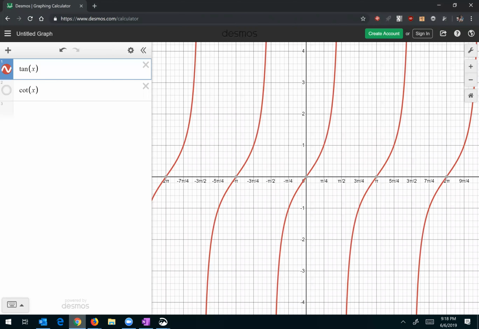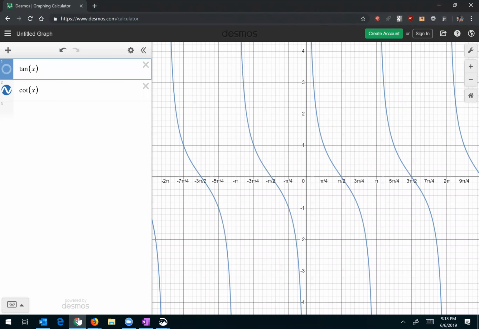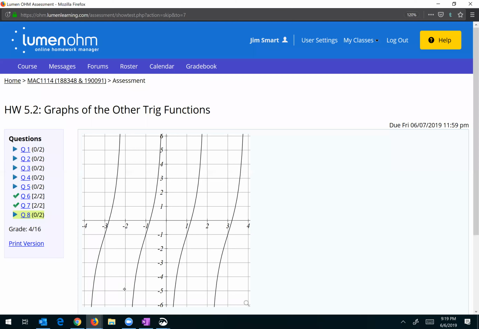Because here's tangent. The asymptotes are negative pi over 2 and pi over 2. Whereas cotangent, the asymptote is on the y-axis. So yeah, that's how I choose. This one has the same period as the last one, though. Period is still pi. This one is shifted down 1.